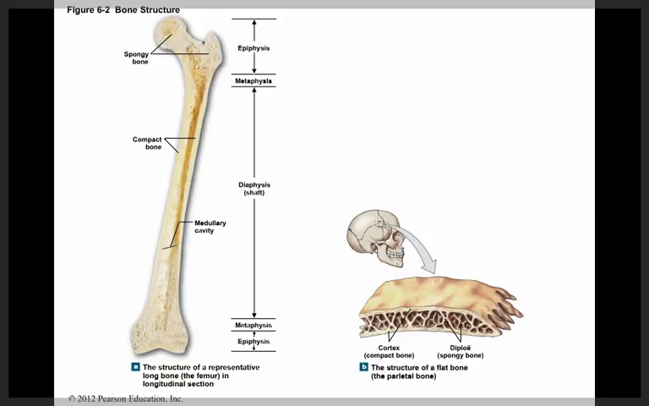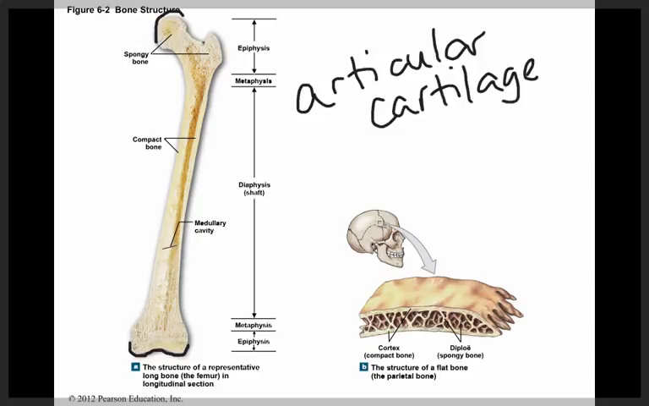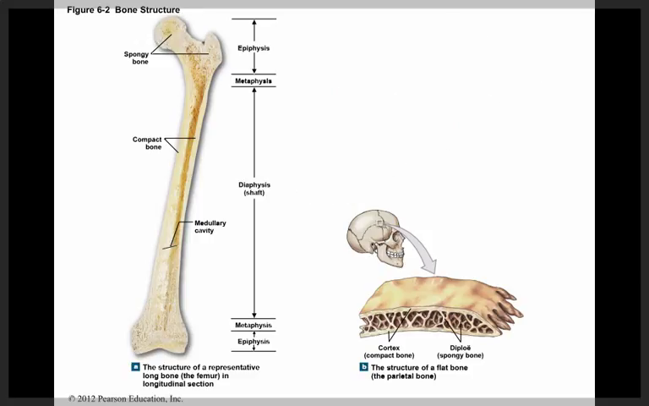In the center of the bone we have a cavity. That cavity is called the medullary cavity. It's the central space in the diaphysis. On either end of the bone, where the bone will articulate with another bone, we have the articular cartilage. The articular cartilage is made up of hyaline cartilage, and this covers the epiphyses.